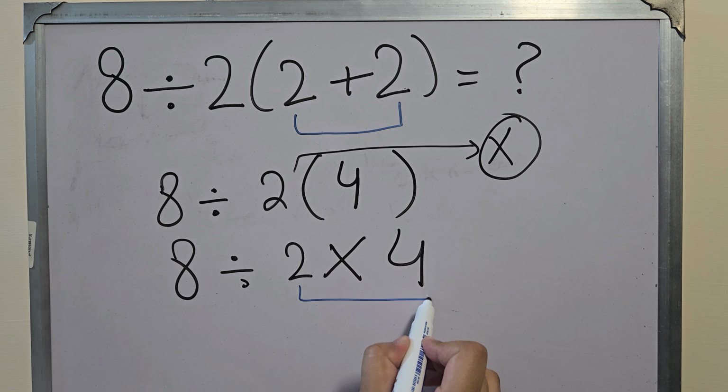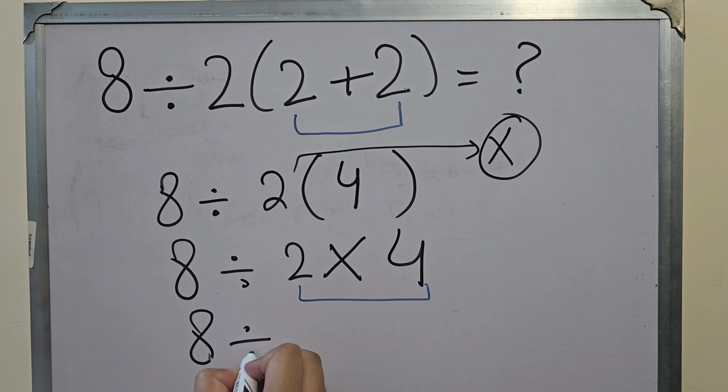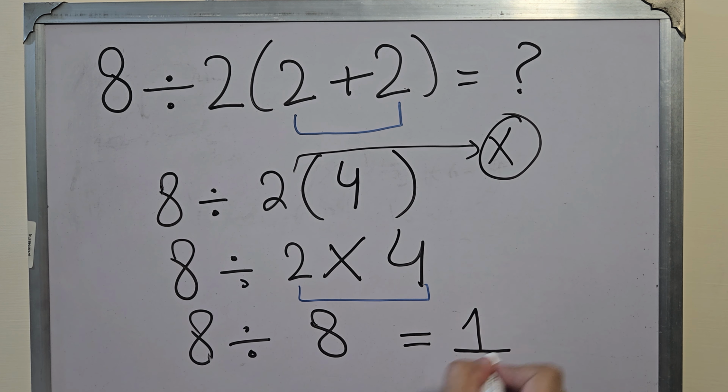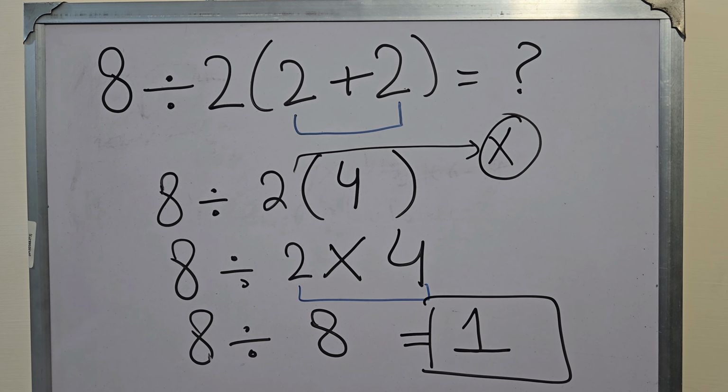Now we will solve 2 multiplied by 4 first. Multiplication comes first. So 2 multiplied by 4 comes to 8. Now 8 divided by 8, it's so simple, it is 1. So most of the people will get this answer, 1. But let me tell you, this answer is not correct here, because this was the left to right trap.